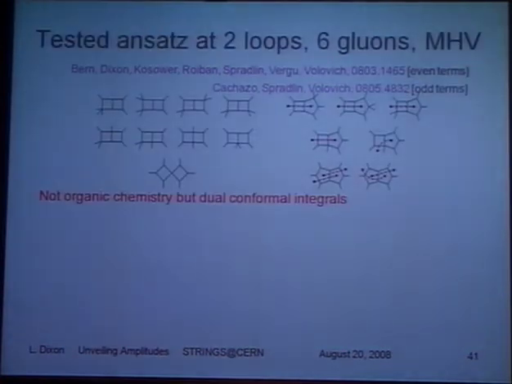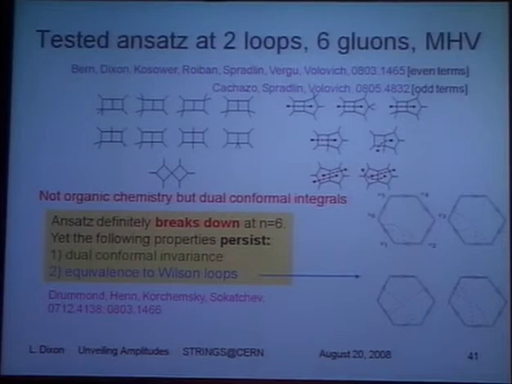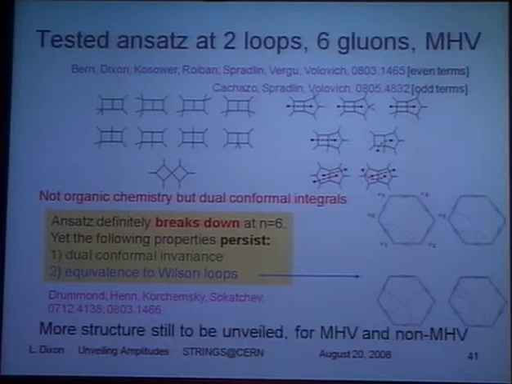So then two groups calculated the two-loop answer for six gluons, the even terms and the odd terms. And although this is very reminiscent of organic chemistry, they're really dual conformal integrals. And what was found was that the ansatz definitely breaks down at n equals 6. There's some unknown remainder function. It's known numerically at a few points, but not much else is known about it. And although it broke down, this dual conformal invariance still persisted, as well as the equivalence to Wilson loops, which were calculated by these people. So there's clearly still more structure to be unveiled.